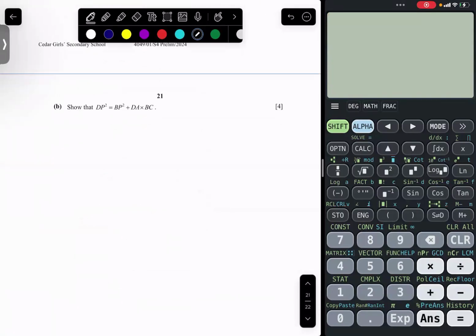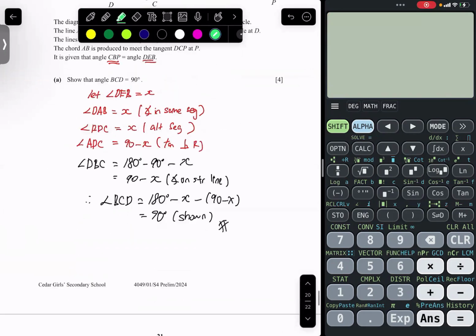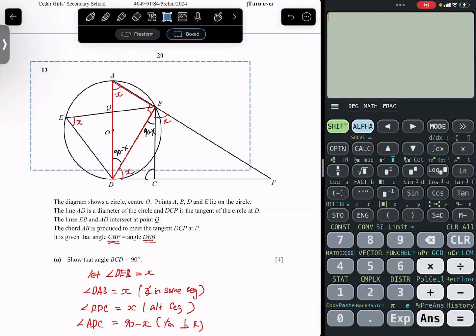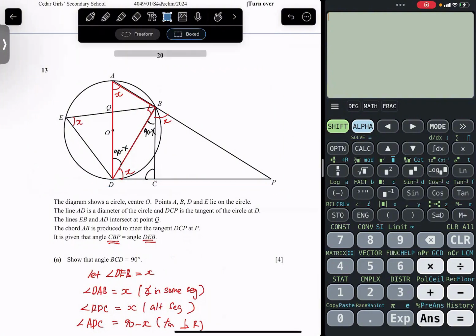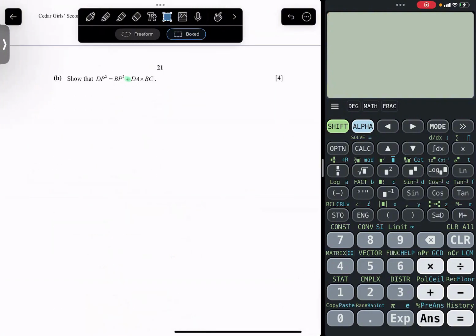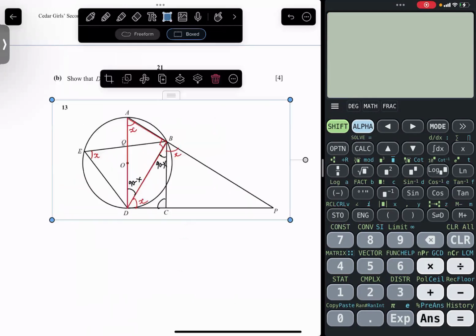Okay, show that DP squared equals BP squared plus DA times BC. Usually this kind of question, something times something, will be similar triangles. Now, because of the plus, let's take a look at the triangle. The plus is a little bit suspicious. So I'm going to copy this, so I don't need to keep scrolling up and down. So imagine like this.